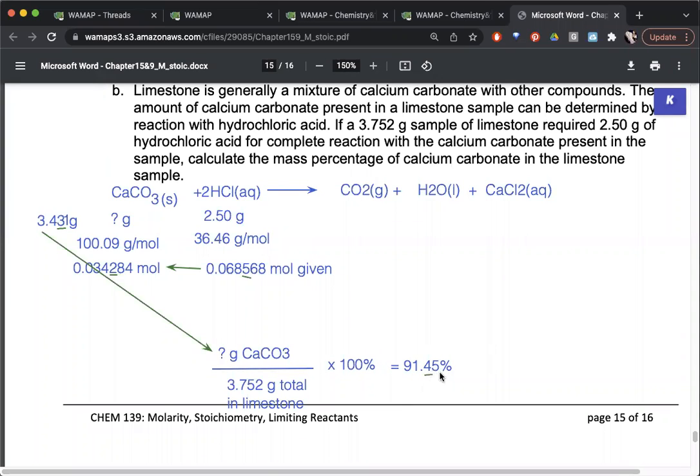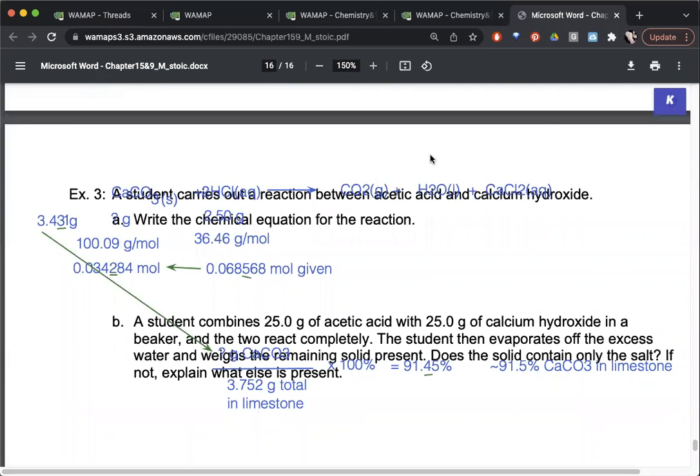Okay, now it ends with a 5, which means that if you truncated this, it could flip that digit. So if we're presenting this formally, we would say, okay, that is about 91.5% calcium carbonate in limestone. Okay, now these are acid-base neutralizations, and they come in the next section of chapter 15. All right, what else? Here's another one.